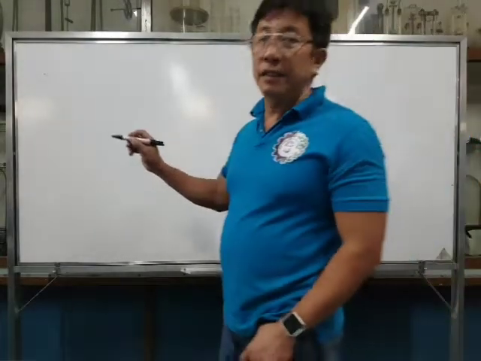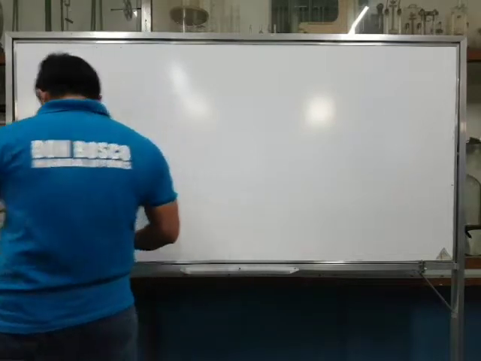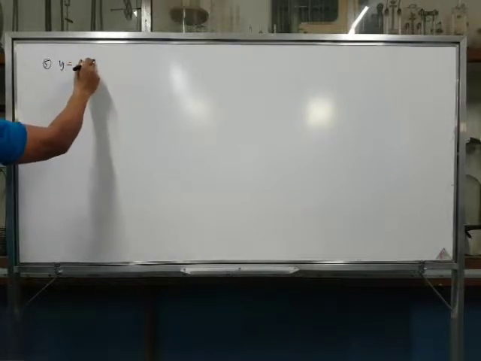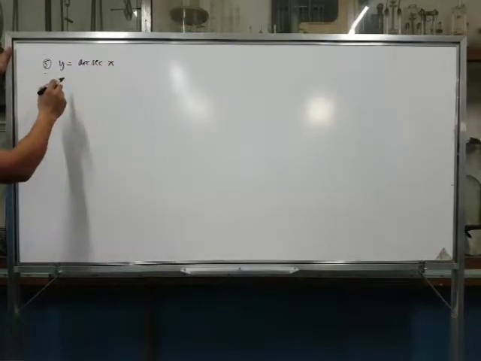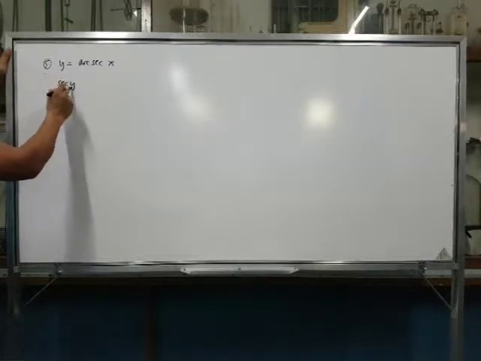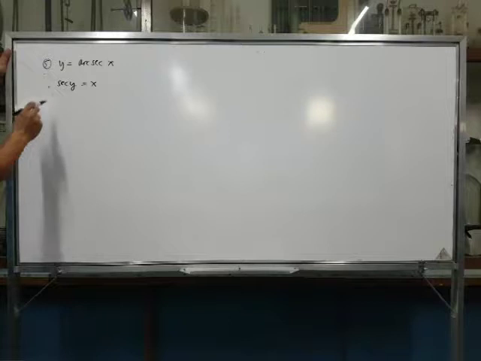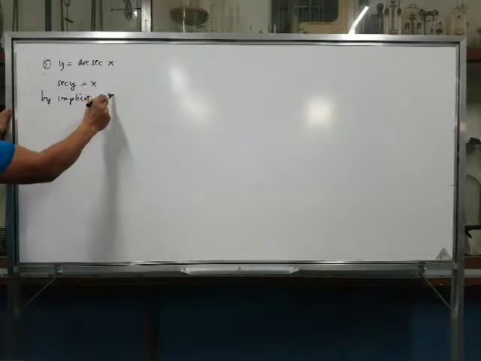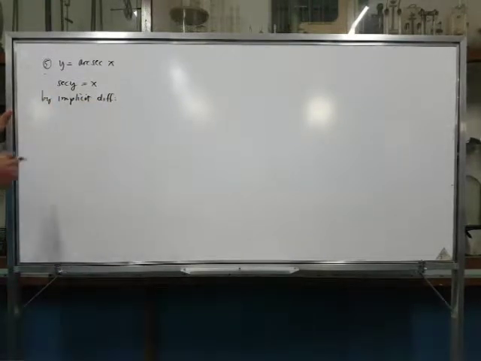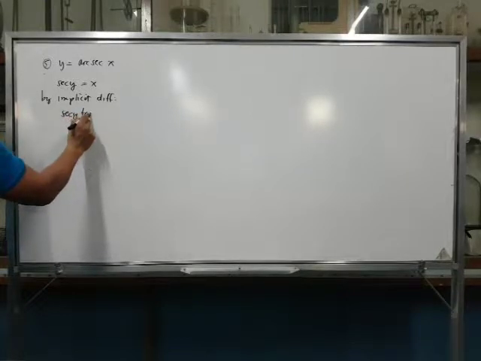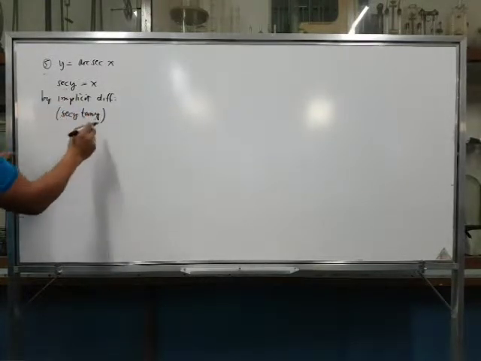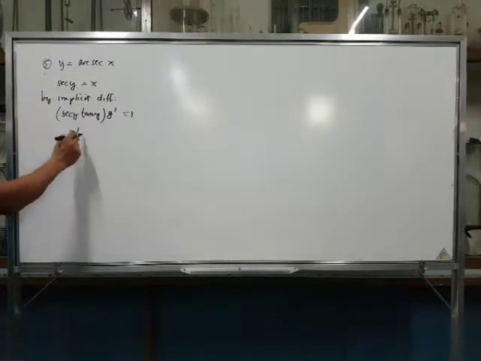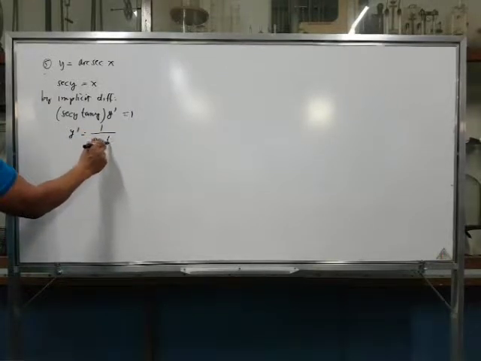And for the last formula, number 5, we want to find the derivative of y equals arc secant x. So as usual, this is equivalent to secant y is equal to x. And by implicit differentiation, you can see that the derivative of secant is secant tangent. So secant y, tangent y. And since we have y, its derivative is y prime. And therefore this is equal to 1. So y prime is 1 divided by secant y tangent y.